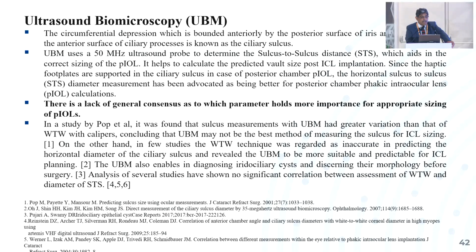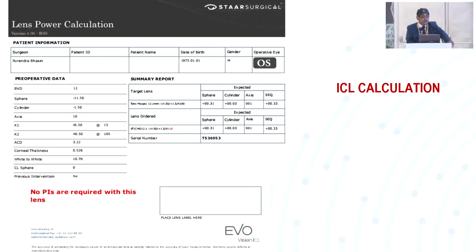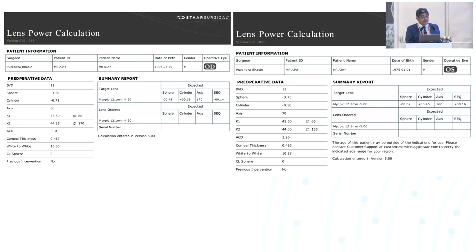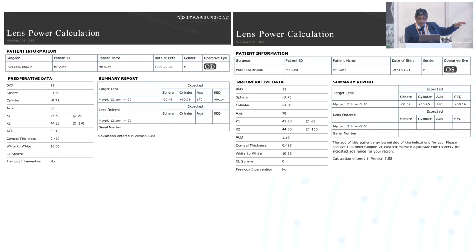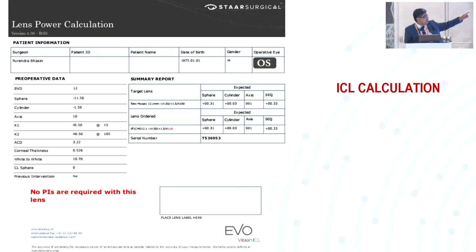So UBM I have already discussed. Now I think most of us don't do measurement by the UBM, so I will not go into much detail. This is the kind of sheet which comes from the company, which you have to check for the power the patient is having. On the left side, you can see there is a 11.5 with 1.5 diopter cylinder at a steep axis of 10 degrees.